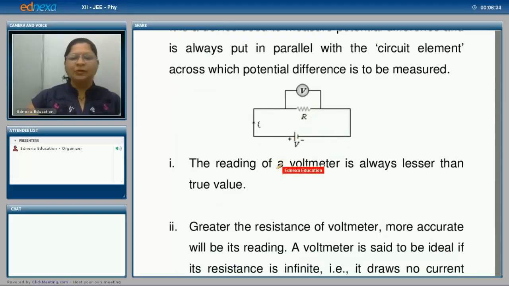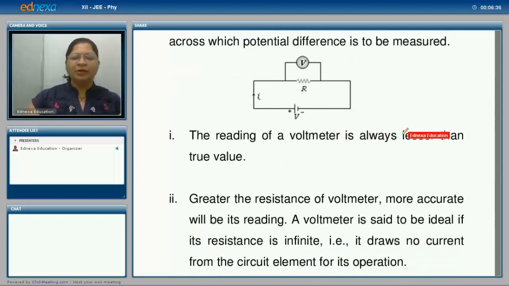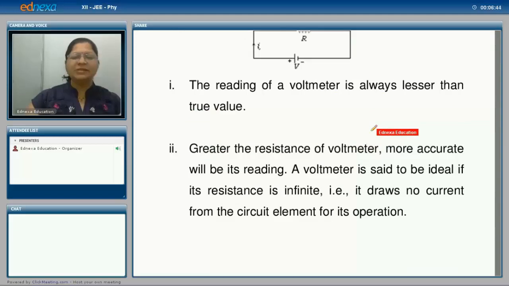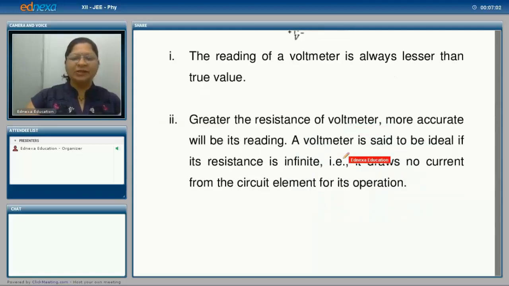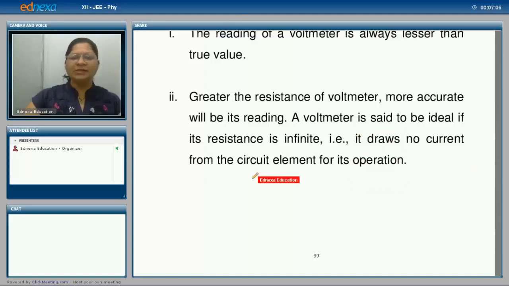Now the reading of a voltmeter is always lesser than the true value. Greater the resistance of voltmeter, more accurate will be its reading. A voltmeter is said to be ideal if its resistance is infinite, that is, it draws no current from the circuit element for its operation. So remember this fact, so that if some conceptual question arises, then you must be able to answer what is an ideal voltmeter and what is an ideal ammeter.